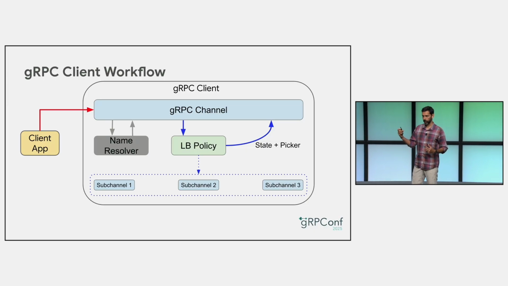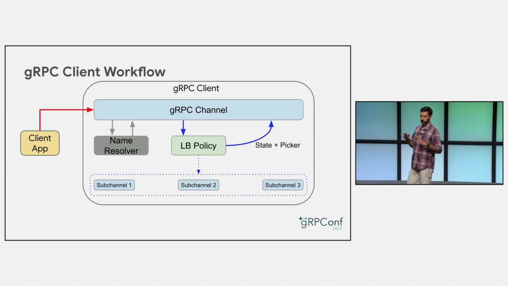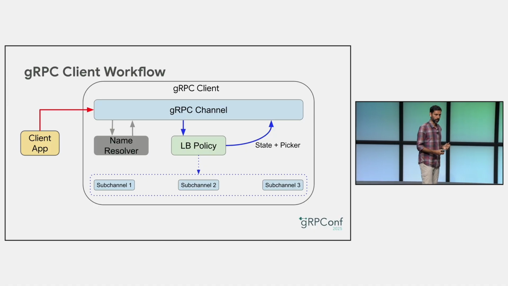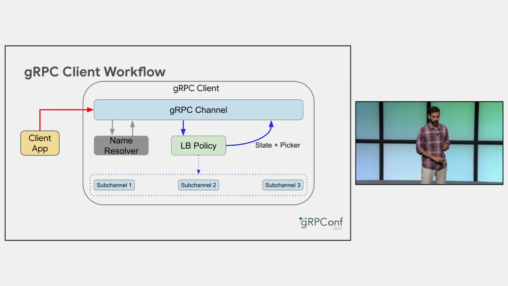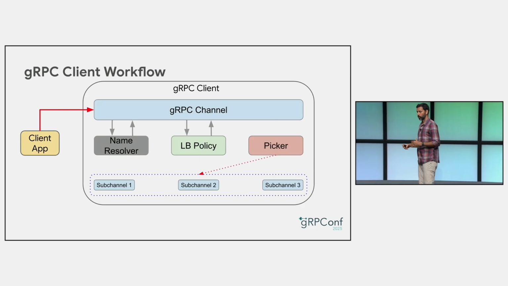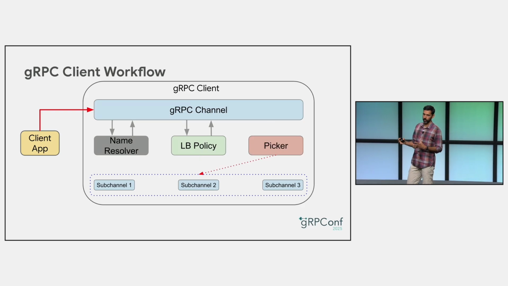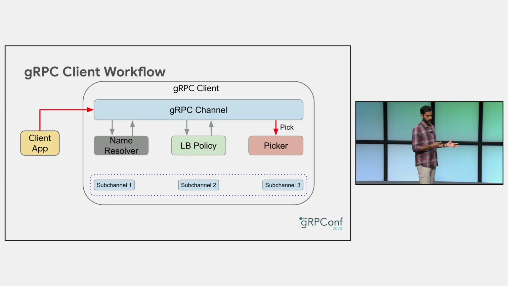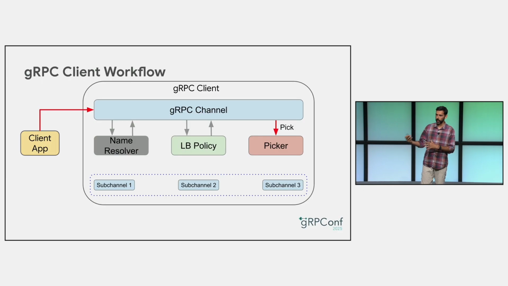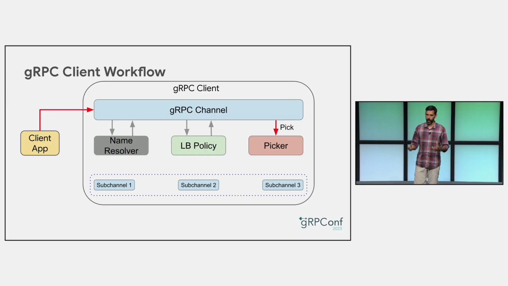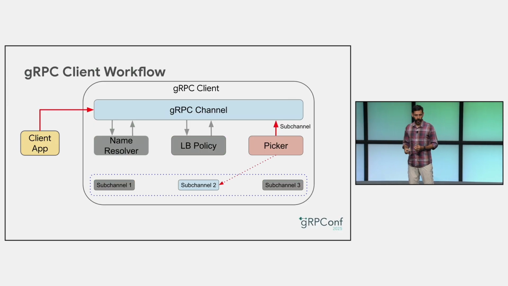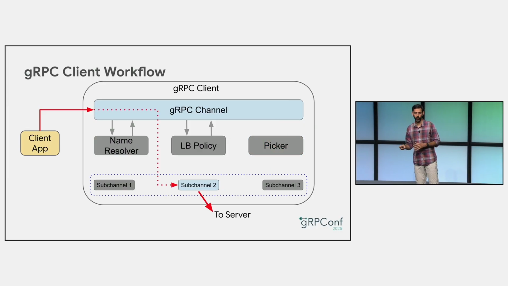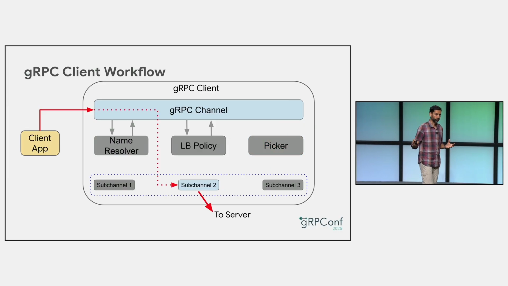And this update contains two things. It contains an overall connectivity state for the channel, and it contains a picker to use for RPCs. The gRPC channel always uses the most recent picker returned by the LB policy. So when the client application makes an RPC, the channel asks the picker to select a subchannel for that RPC. And once the picker returns a subchannel, the RPC makes its way out of the client through that subchannel.